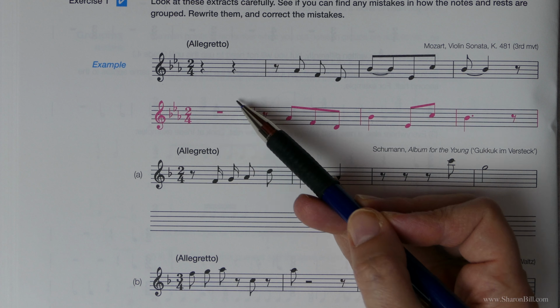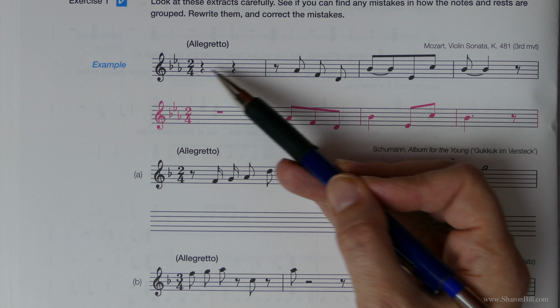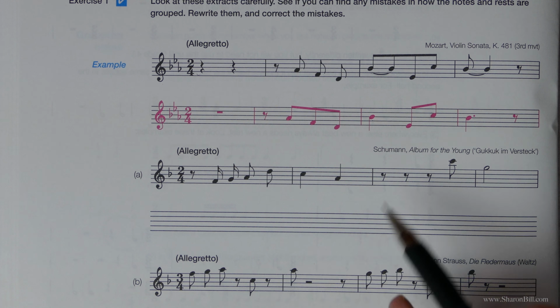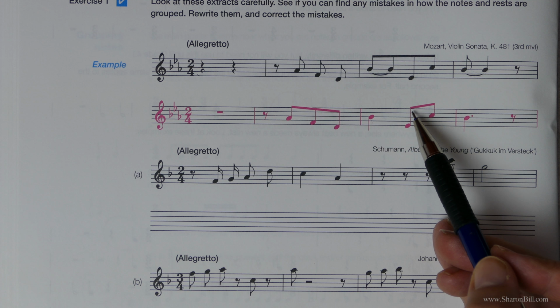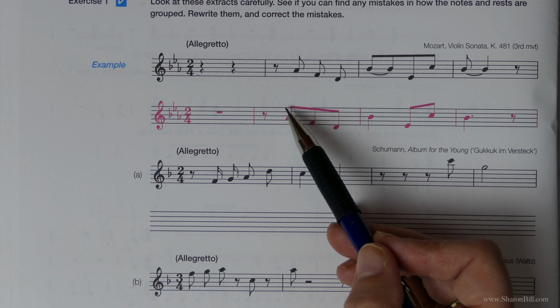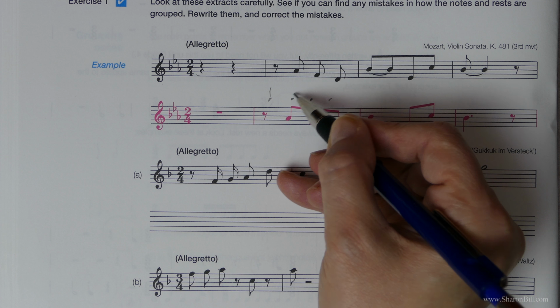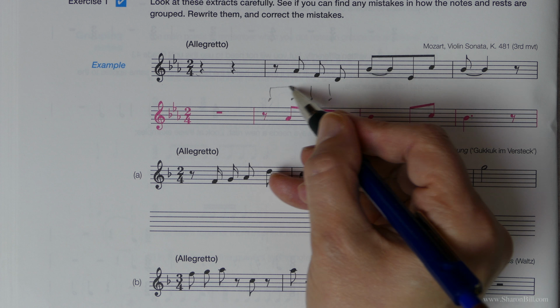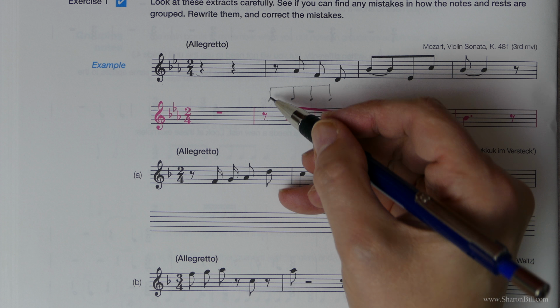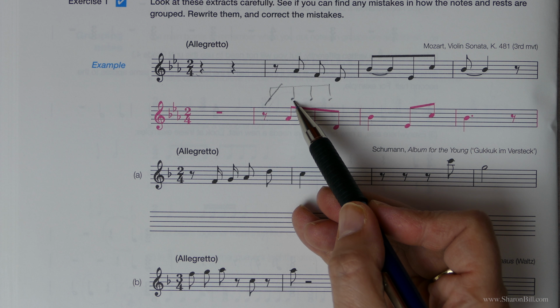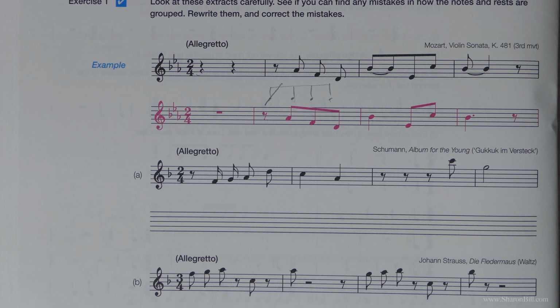That is still the shorthand for a full bar's rest, so 2 separate beat rests is unnecessary. And then of course we can beam our quavers or 8th notes together. Here there are 3 together because the rule for 4 would apply, but as one of them's a rest, we can just continue that with a 3 there.